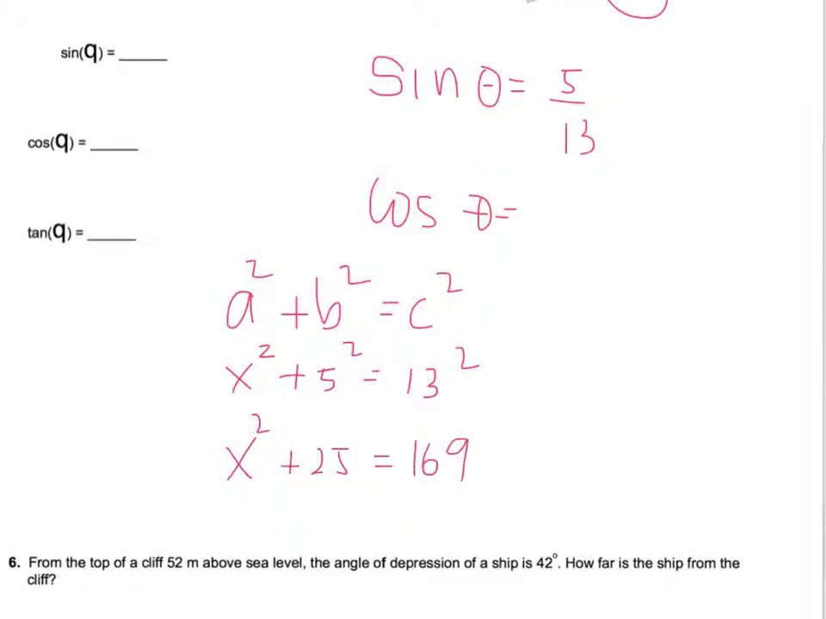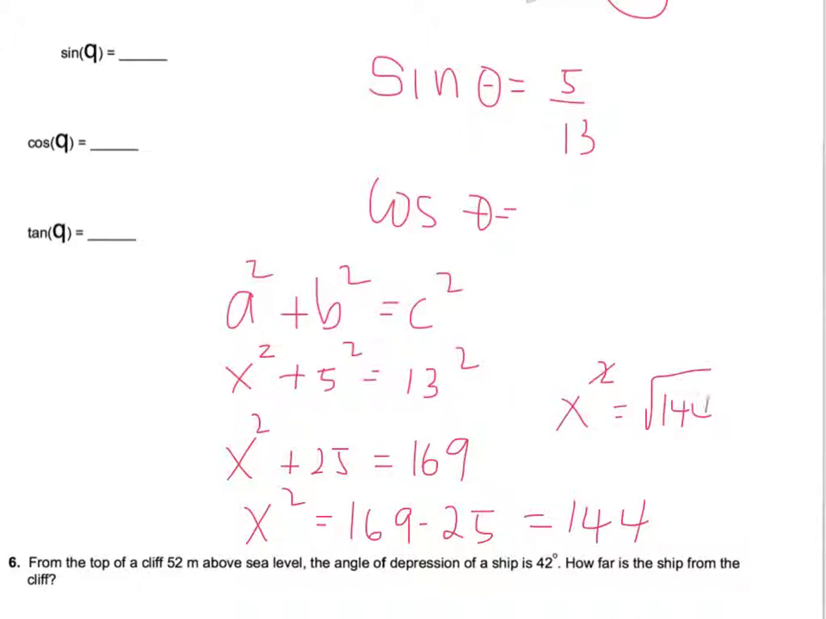And then x squared is equal to 169 minus 25. This will give you 144. And then get the square root of 144. You should get 12. Remember this triangle, 5, 12, 13. They always go together.